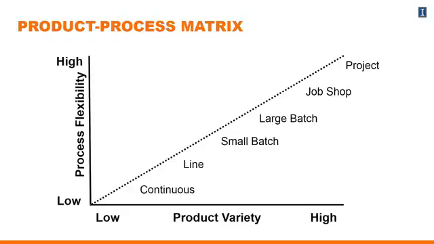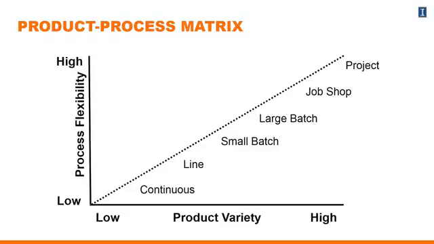So if you think about the linear and jumbled that we just talked about, the linear is going to be the one that is second from the left. It's a line kind of process. And the jumbled is going to be the second last one, which is the job shop. So if you're going left to right, the job shop is the second last one, and that's the more jumbled flows. On the extremes, you have continuous and project.